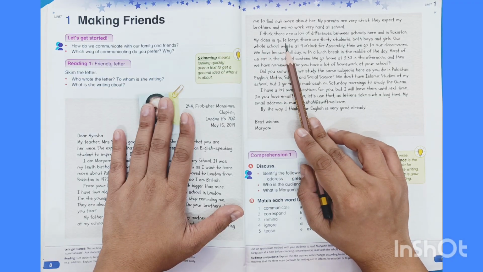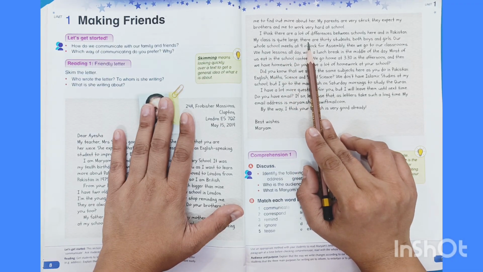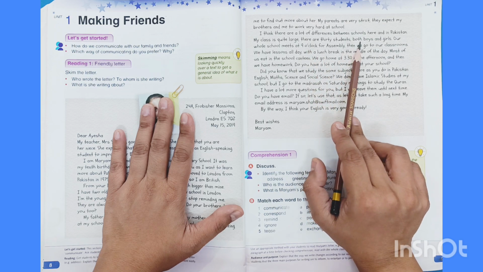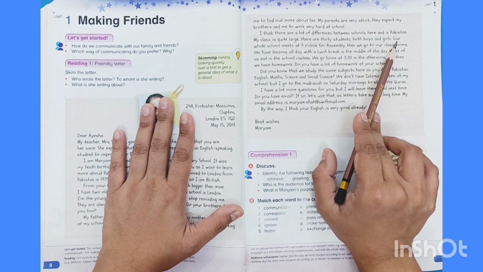My class is quite large. There are 30 students, both boys and girls.